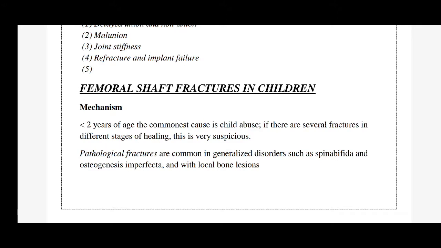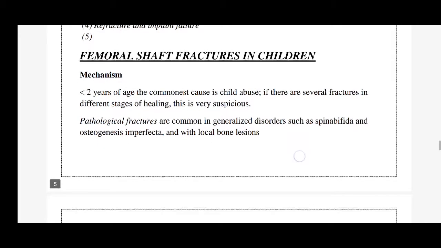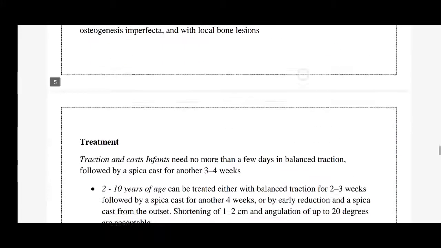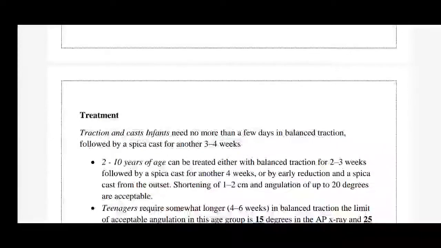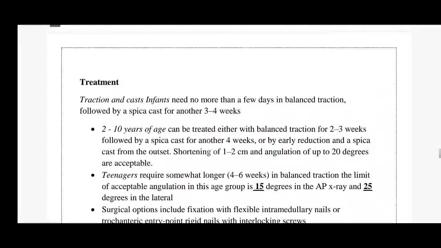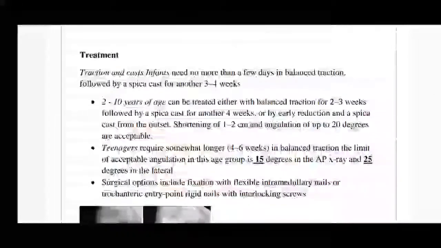Other is the pathological fracture, which has common generalized disorders such as spina bifida and osteogenesis imperfecta, or sometimes pathological fracture due to cystic lesion, local bone lesions. Treatment: usually traction and cast. Infants need no more than a few days in balanced traction, which is called gallows traction, then followed by spica for 3 to 4 weeks.